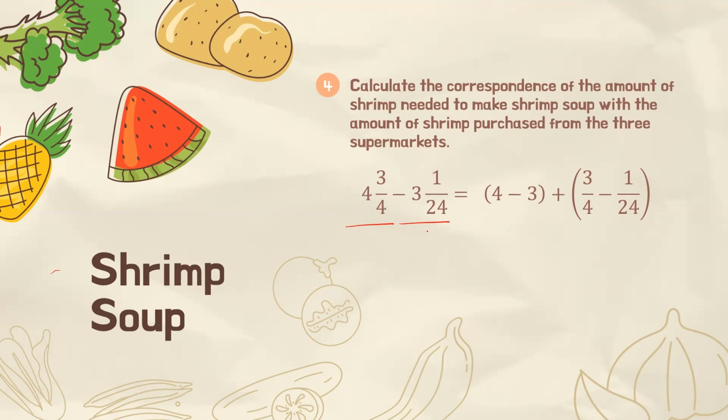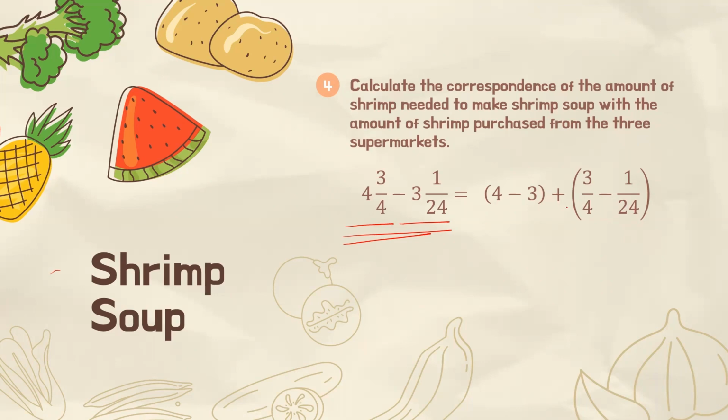Like I've told you before, the way to solve problems about mixed fractions can be done in 2 ways. The second is when subtracting whole numbers with fractions. We can just handle them separately by paying attention to the position of the whole number, where the position of the whole number must be in front of the fraction. So, this form will be equal to 4 minus 3 added by 3/4 minus 1/24.